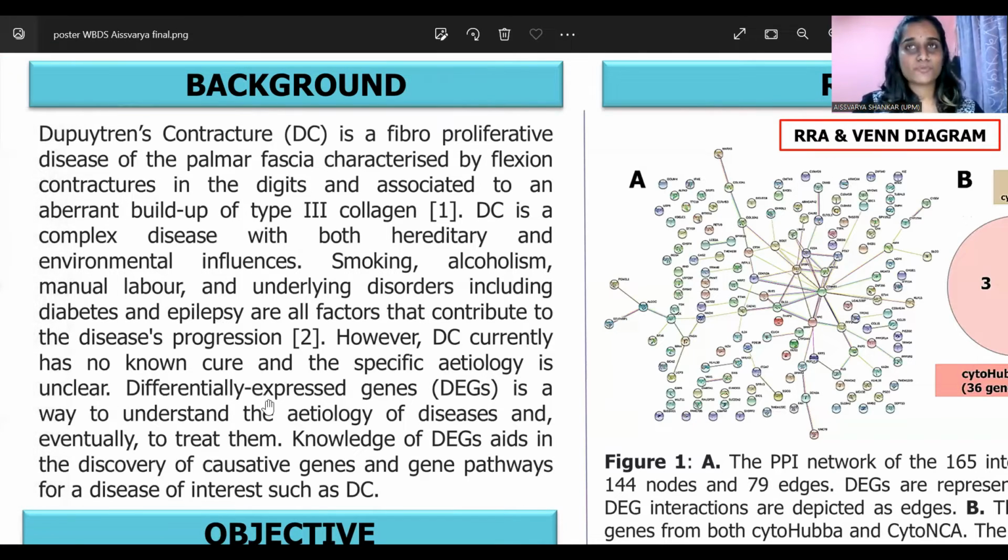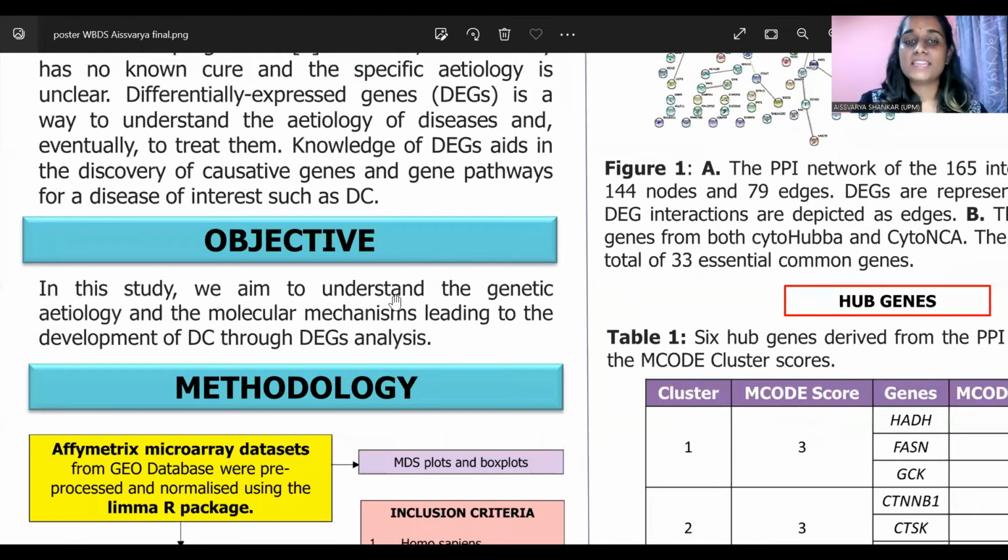Differentially expressed genes, or DEGs, are a way to understand the etiology of diseases and eventually to treat them. Knowledge of DEGs can aid in the discovery of causative genes and gene pathways for a disease of interest, and in our case, DC. Thus, in this study, we aim to understand the genetic etiology and the molecular mechanisms leading to the development of DC through DEG analysis.